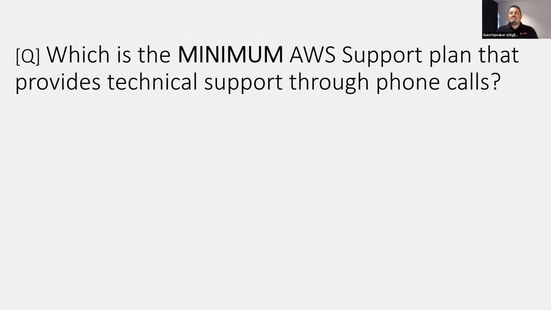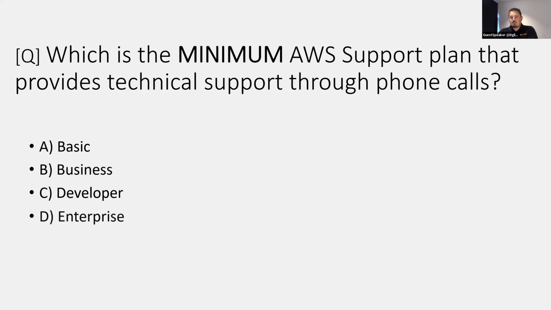The second question: which is the minimum AWS support plan that provides technical support through phone calls? Basic, business, developer, enterprise. Which one is the minimum support plan? Phone call. Yes, Mike, true. That is B. Business is the minimum plan. In developer, we have only email.